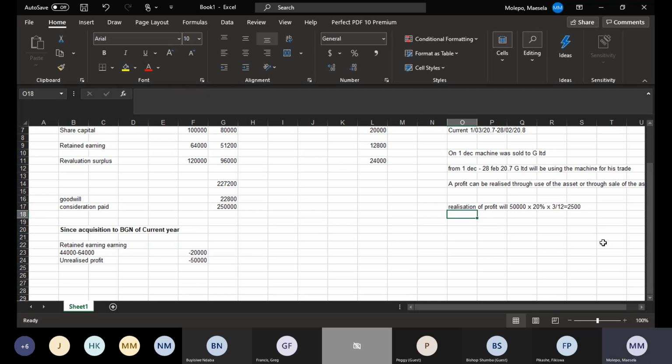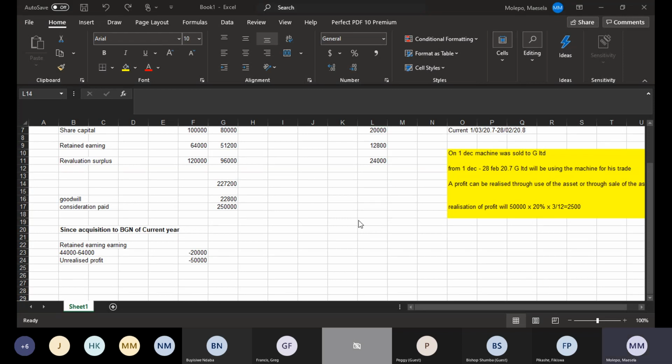Do we all understand this part, the realization part, especially based on this thing that I've drafted here? Do we understand it? I will also need a confirmation. I must not assume.